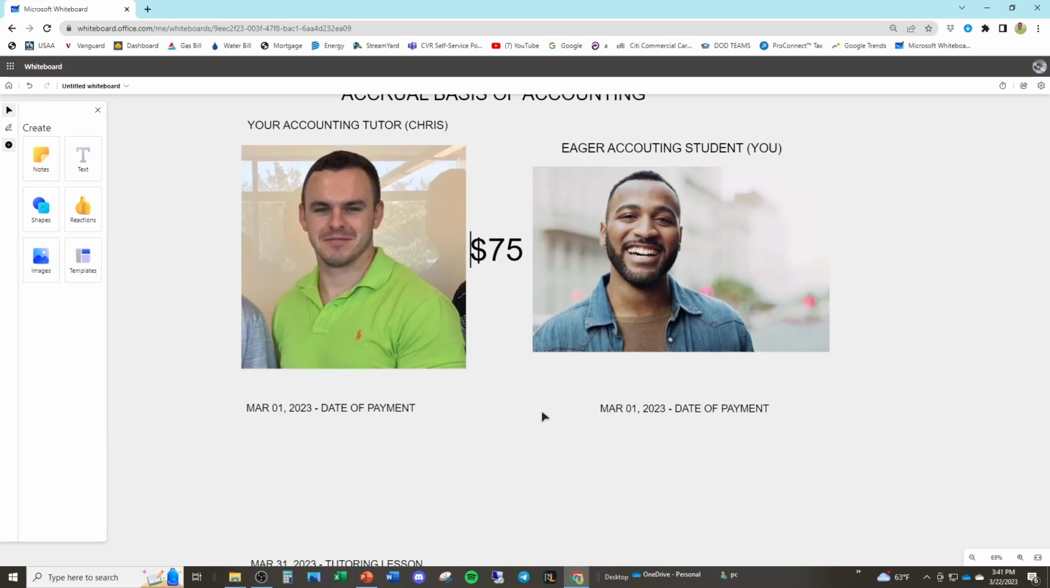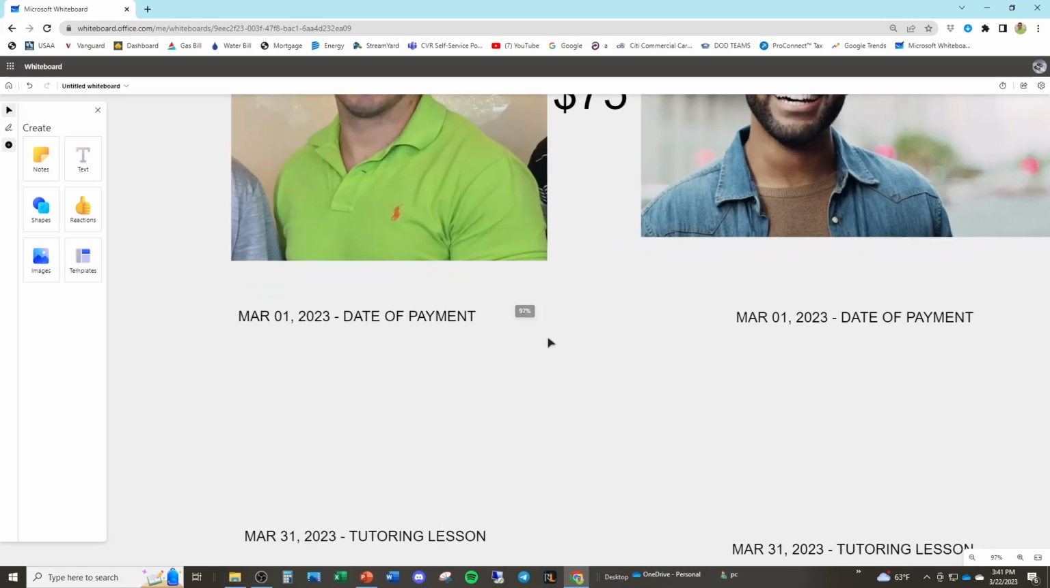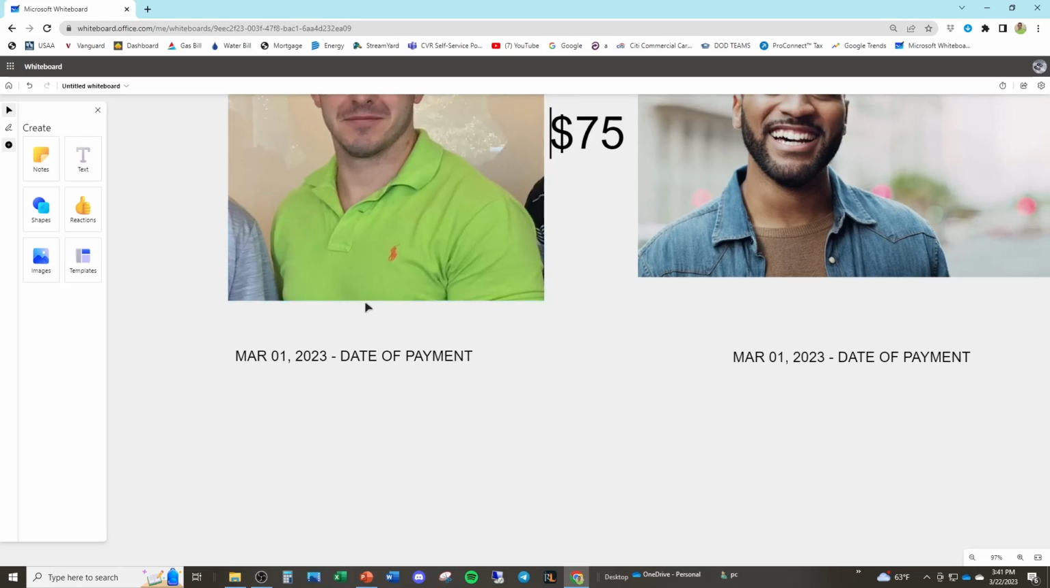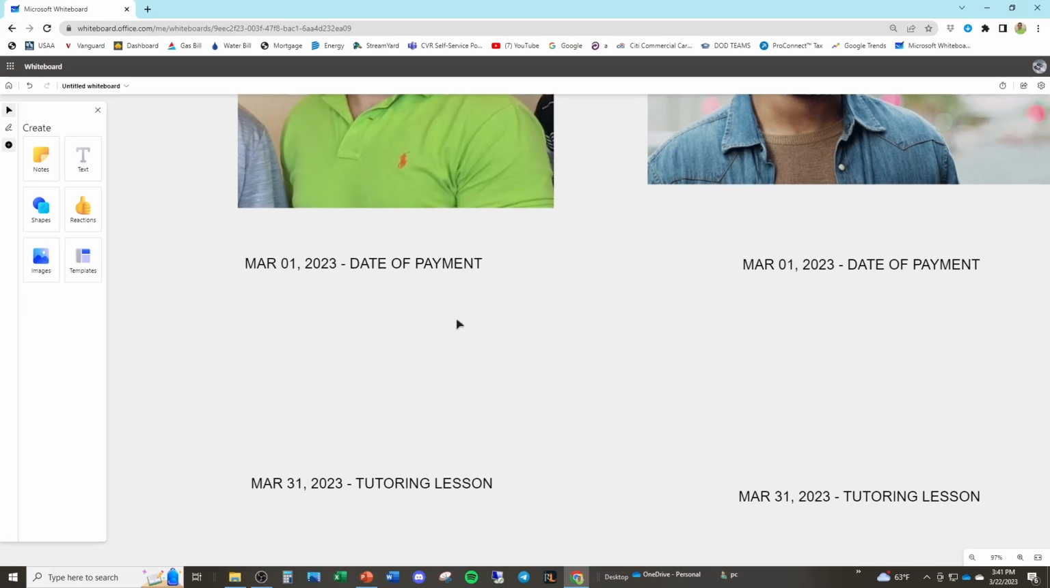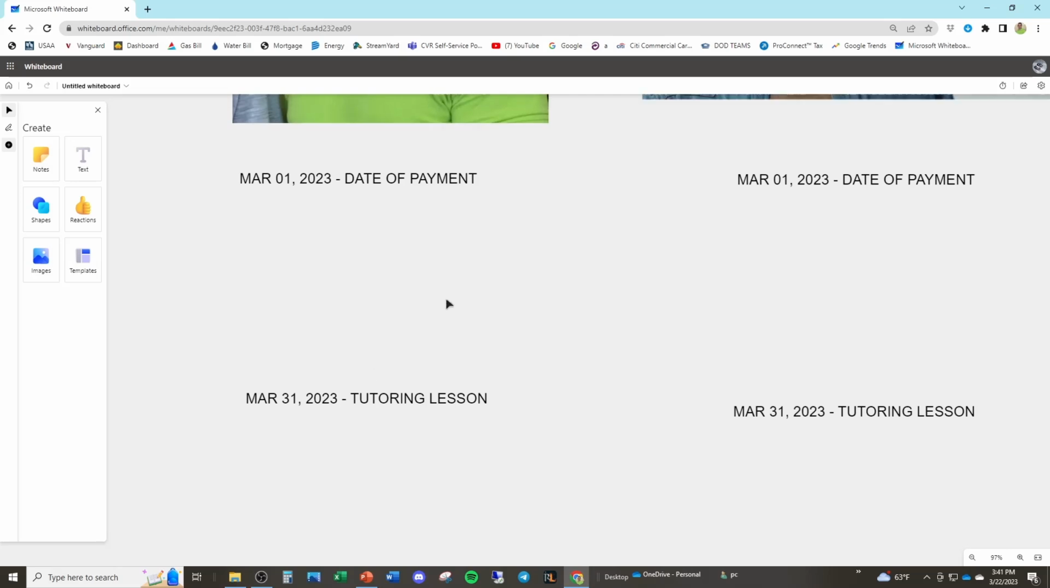So, jumping right into it, what are the journal entries to record the transactions that are happening here? Well, the eager accounting student is so eager that he wants to pay Chris up front. "Chris, take my $75 right now." Right now being March 1st, 2023. So the eager accounting student is going to pay Christopher Bell up front $75. But the lesson isn't going to be until March 31st, 2023. A full month in advance.